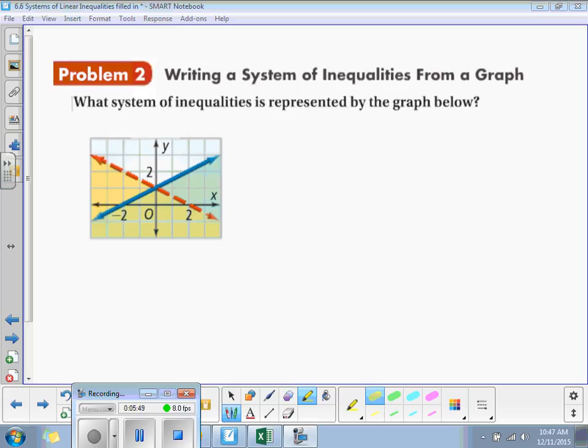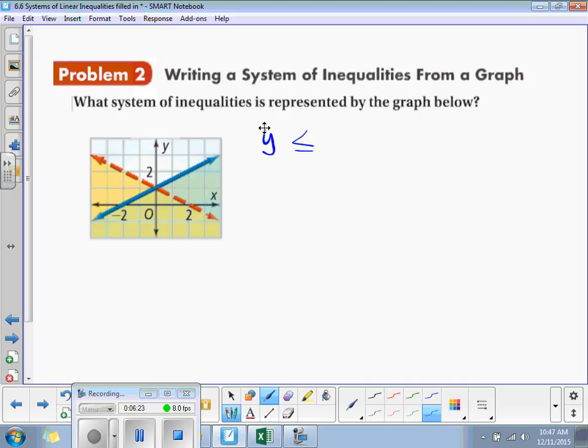So let's do the first one, the blue line. For the blue line, this is shaded below. Does everybody see that? Since it's shaded below, it's going to be a y, and it's going to be a less than. Because it's a solid line, it's going to be a less than or equal to. Very good.